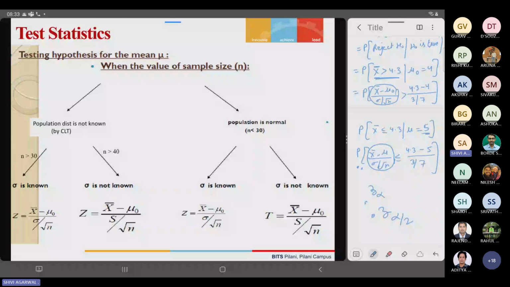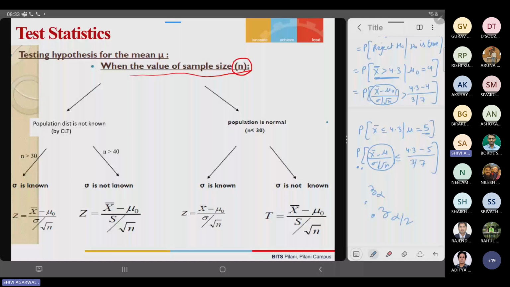So here we are trying to identify what the test statistics are, basically. These test statistics are coming from the hypothesis testing, as you have done in the interval estimation. So the same 4 cases we are discussing here as we have done in the interval estimation to find out the confidence interval for mu. Same 4 cases means what? When the value of sample size is n.